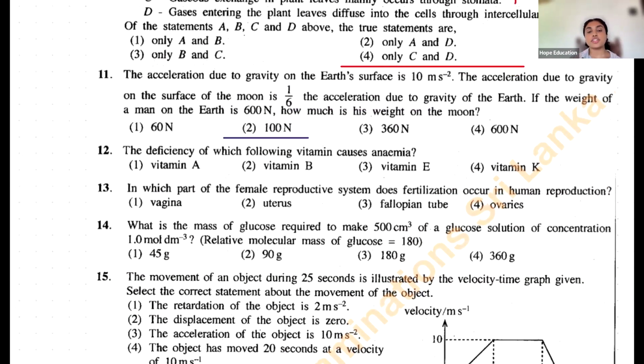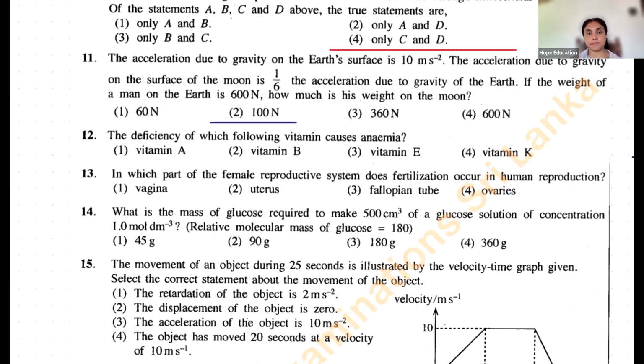The deficiency of which following vitamin causes anemia? Yes. Vitamin B, right? The deficiency of vitamin B causes anemia.